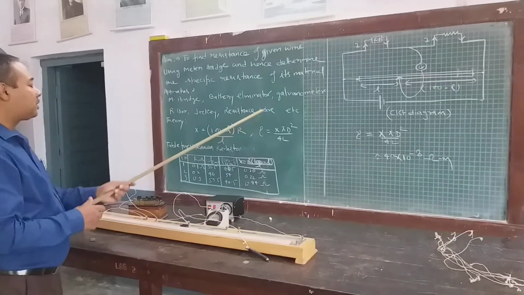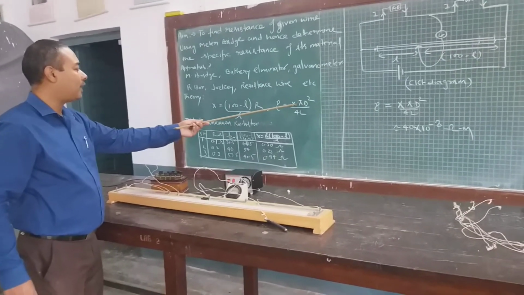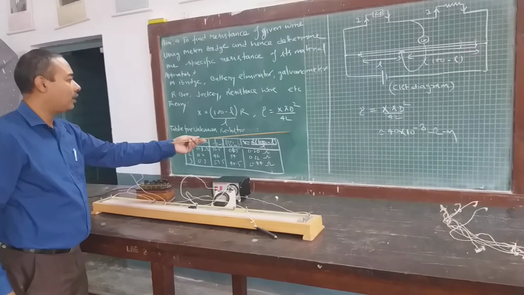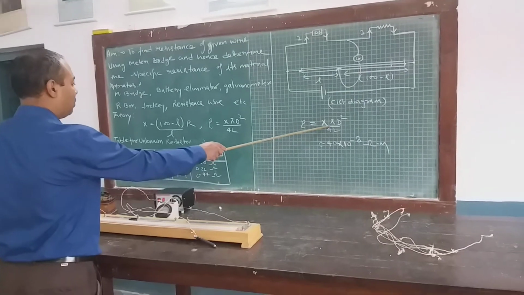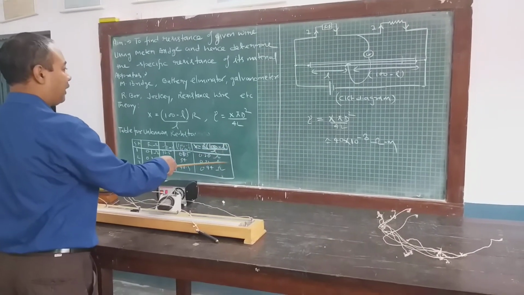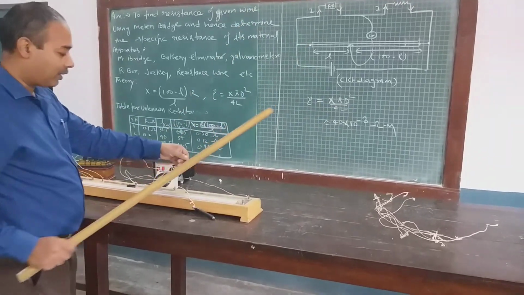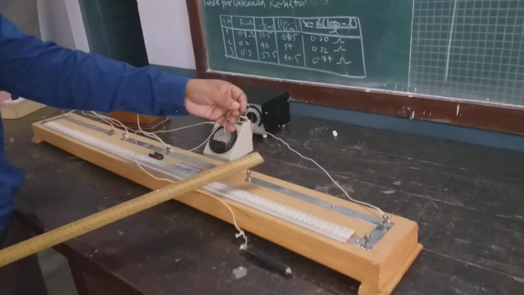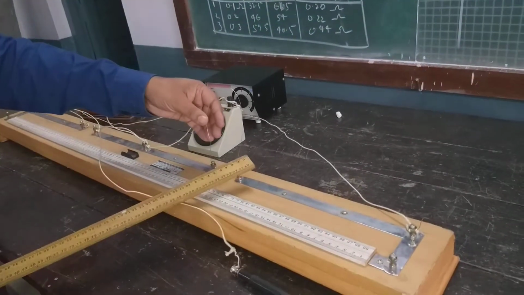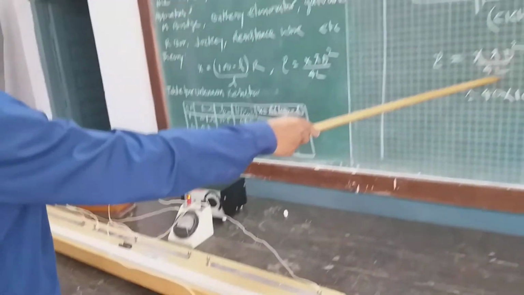Now we use the second working formula for the specific resistance, that is rho is equal to X into pi d square by 4L, where X is the value of the unknown resistance that we have calculated right now. Pi is known, and d is the diameter of this wire. With the help of a screw gauge we will find out the diameter of this wire, and also we will find out its length. Why the length? Because in this working formula L is also there.